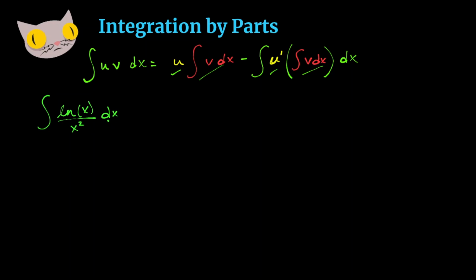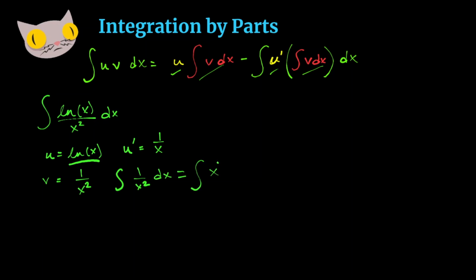Again, let's set our u and our v values. Let's say our u is the natural log of x, and let's say our v value is 1 over x squared. The derivative of the natural log of x, which will be our u prime, is 1 over x. Then we have to integrate our v, 1 over x squared, which we can rewrite as x to the negative second power with respect to x.